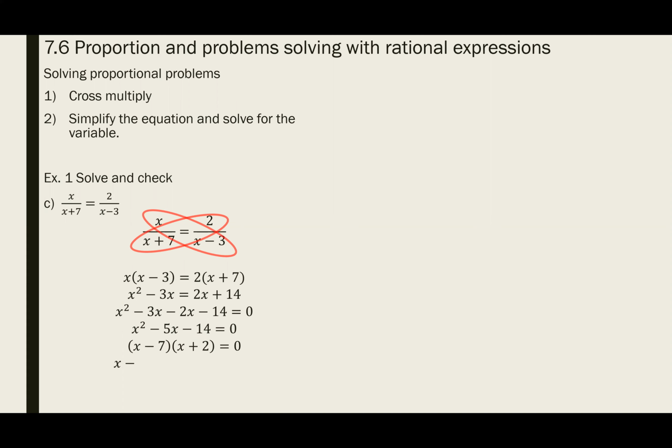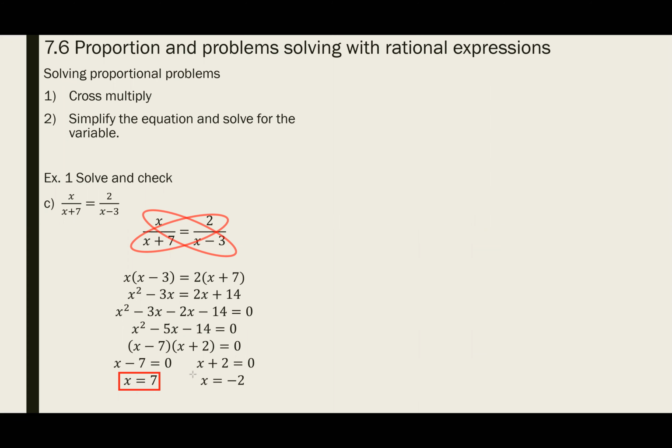So now what I have is x minus 7 equal to 0, x plus 2 equal to 0. Therefore, x equal to 7 and x equal to negative 2. Again, if you plug in 7 here, 7 plus 7 is still 14. It doesn't disappear. So these are the two answers we have. If you plug them into your original problem, it will be correct. So this is what we have here, ladies and gentlemen. Any questions with this proportional?